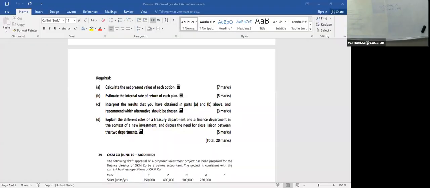Here, if you can see, because I have already calculated the NPV and IRR, for the first option, the NPV has been 110,024. For the second option, it's just 85,635.